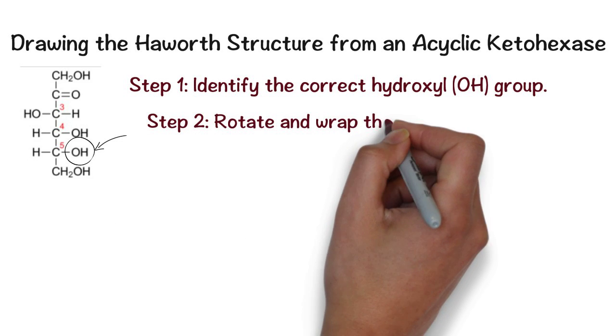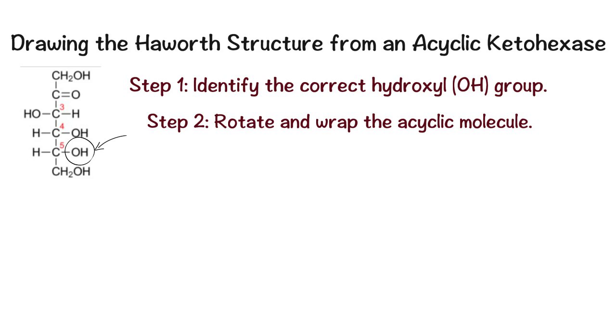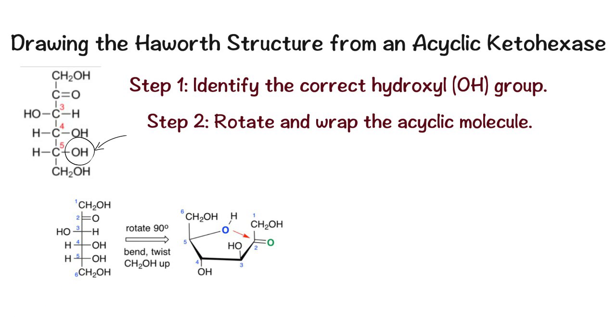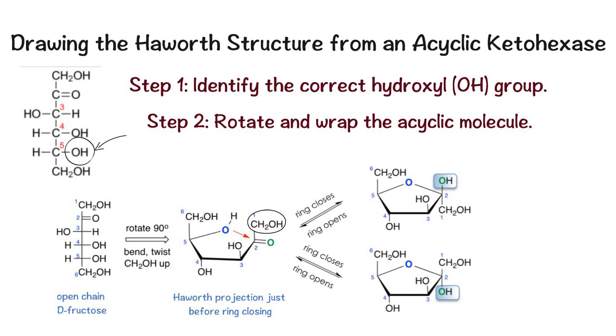To convert this acyclic form into a cyclic hemiacetal, rotate the molecule 90 degrees. Note that the groups that were on the right side of the molecule are now below, facing down. Next, wrap the OH group on carbon 5 up close to the carbonyl, as shown here. In the process of doing this, the CH2OH group at the end of the chain ends up above the molecule, facing up. We are now ready to close the ring.